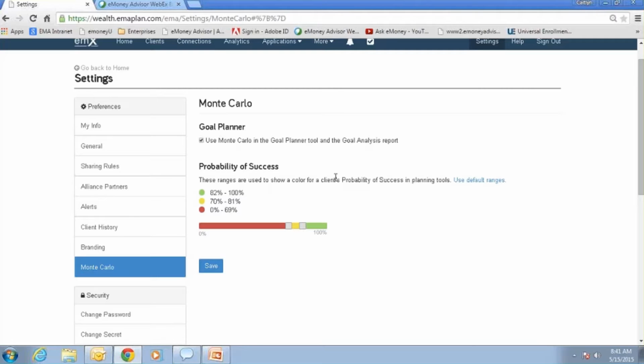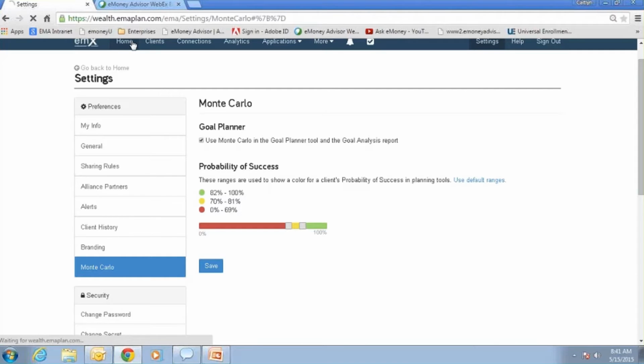If Monte Carlo is not part of your practice, you can uncheck this box and just run simply a projected funding diagram. So if you don't use Monte Carlo, maybe you think it's going to be easier for your clients to visualize just percent funded, uncheck this box and maybe that's your story today.